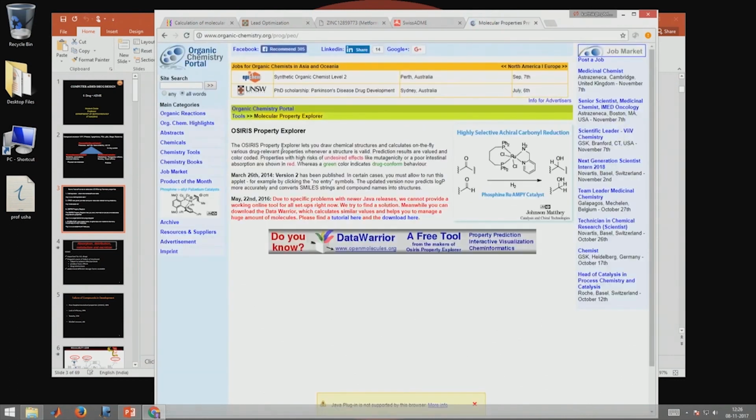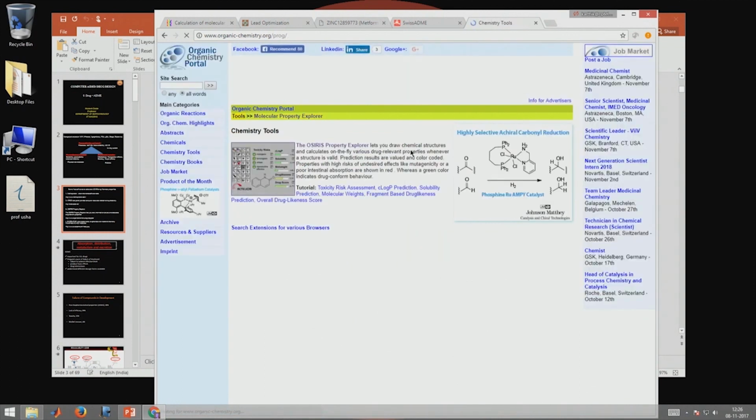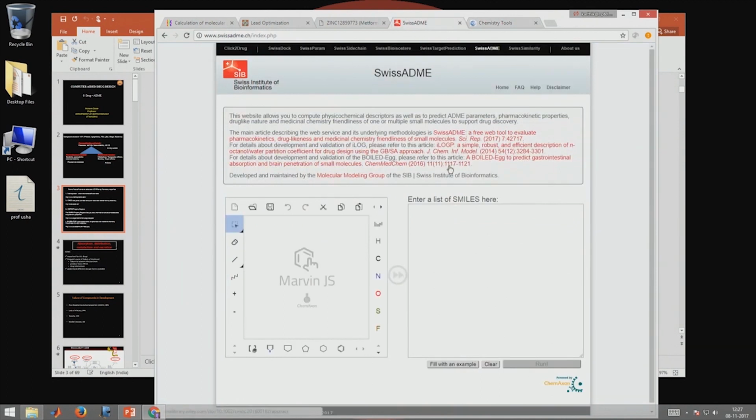Yeah, this is Osiris property explorer. As you can see, again we can look at many property tools, molecular property tools. We can try to get molecular weight, fragment rates, drug design predictions, solubilities, all those things can be done. Of course, Swiss ADME is also there. We can use the Swiss ADME and then try to get properties.